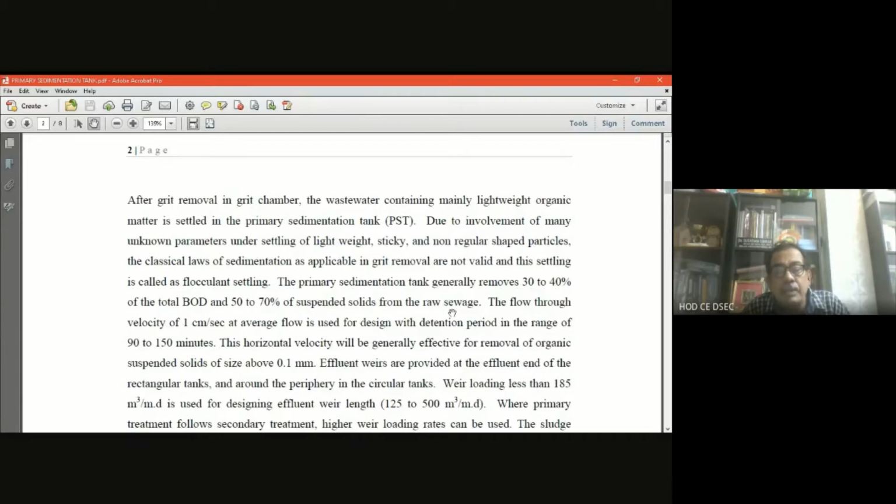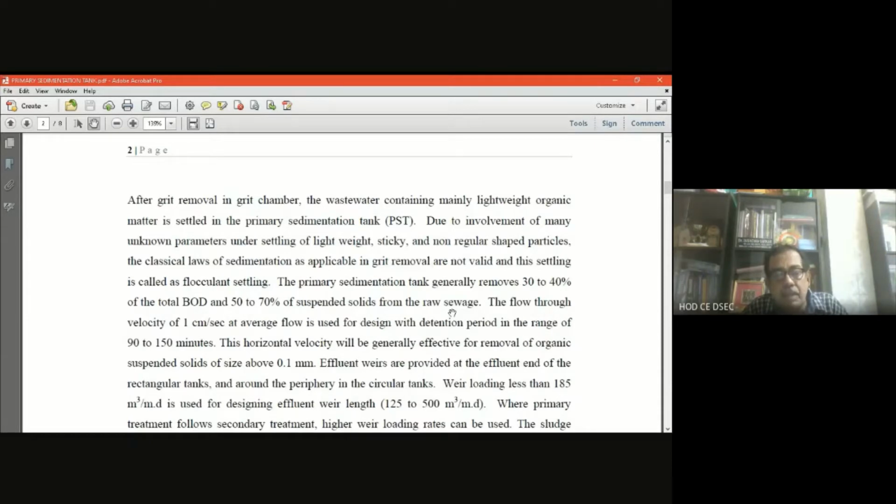Actually, this primary sedimentation tank is used for the treatment of wastewater for removing 30 to 40% of the BOD and 50 to 70% of the suspended solids in the raw sewage. And the horizontal flow velocity, on average, is considered as 1 centimeter per second as a design parameter.